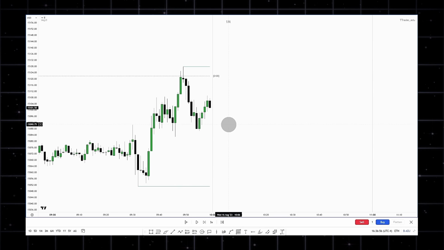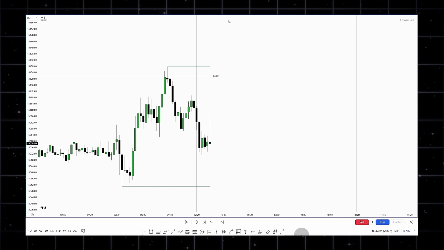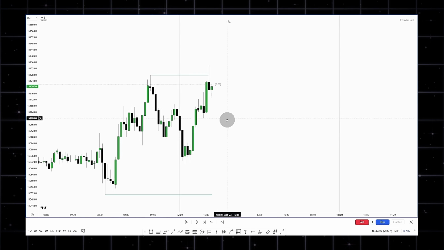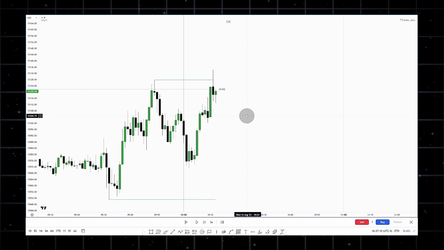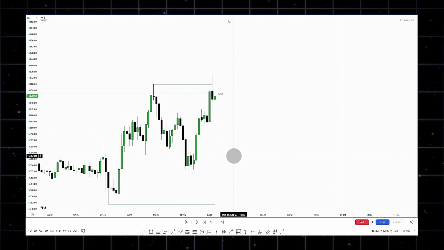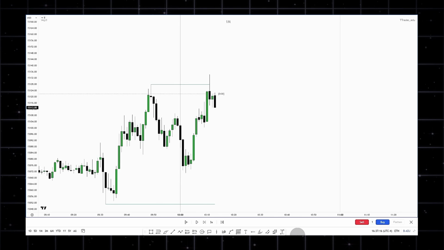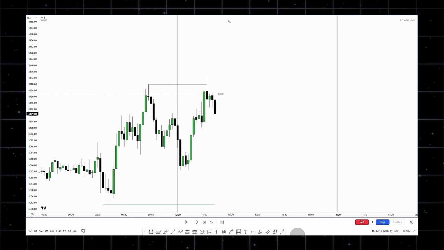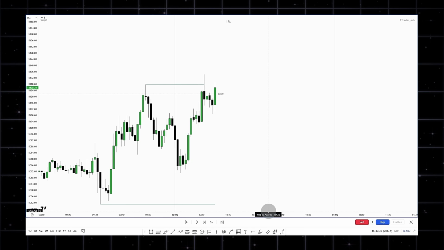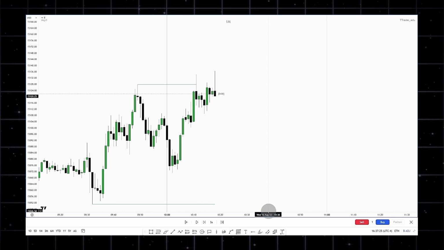All I do is sit back and wait for a stop run to occur below this low or above this high. So here we have a stop run. Now I'm looking for an entry model lower to target this low. So let's see what happens. No displacement down yet. Displacement back up. So we're probably going to reach for this high.